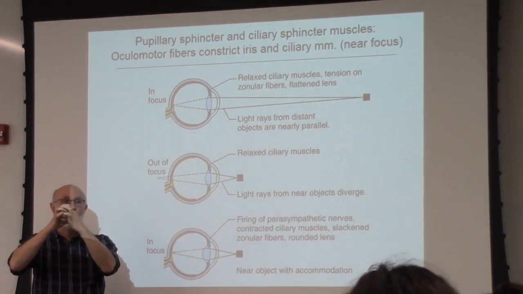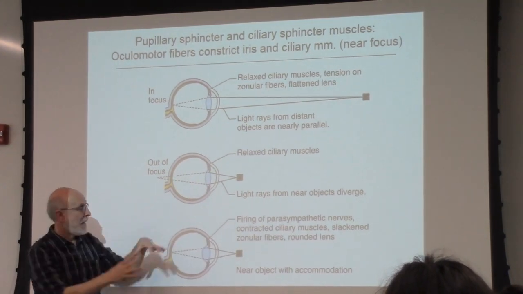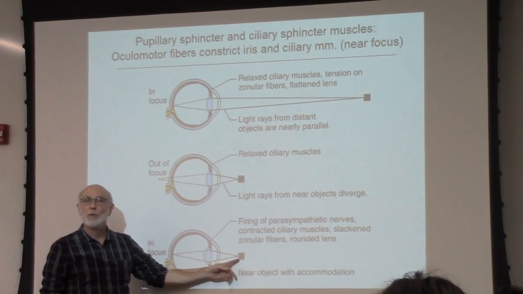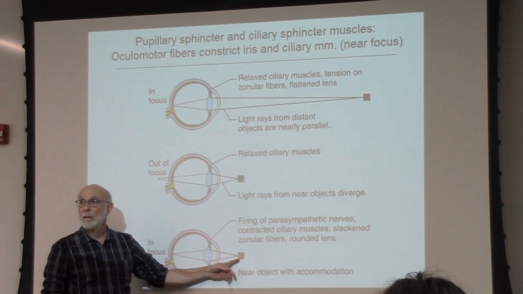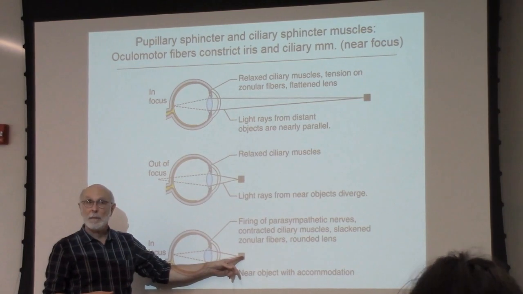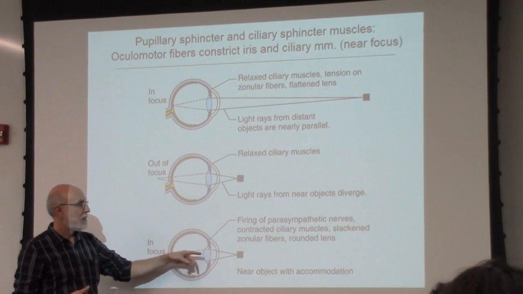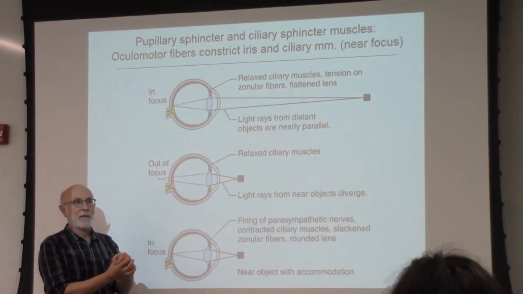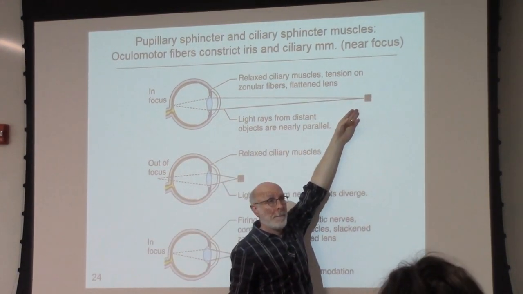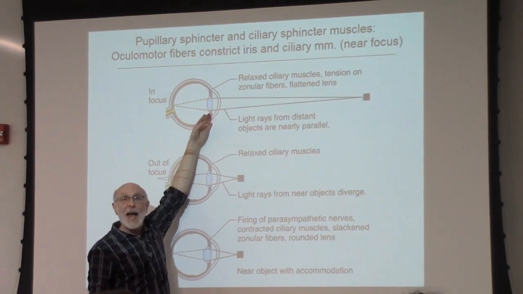Constriction of the ciliary muscle relaxes the zonular fibers and allows the lens to round up, which is what we do when we focus on near objects. So what I want you to know is focusing on a near object requires a round lens, which requires a constricted ciliary muscle. Focusing on a distant object requires a flat lens, which requires a relaxed ciliary muscle.